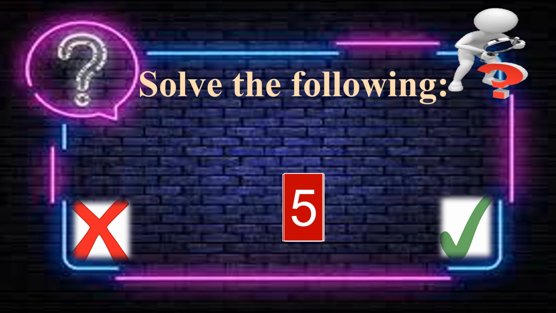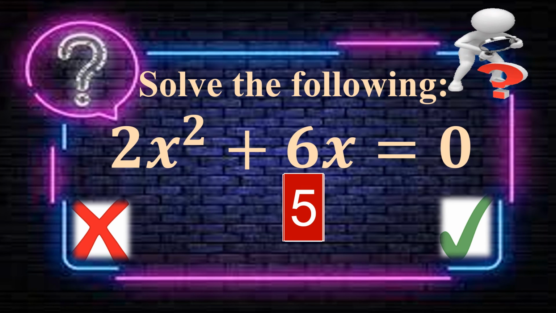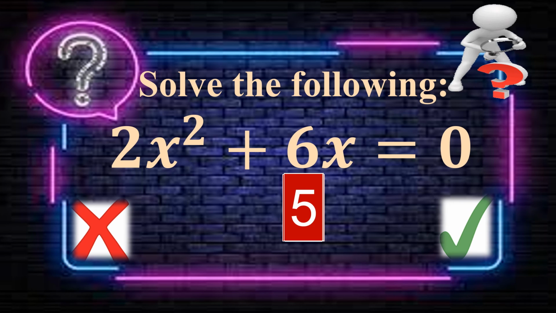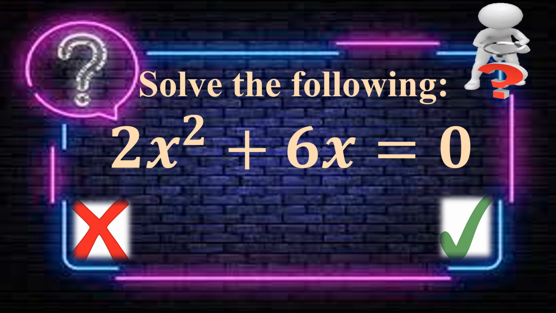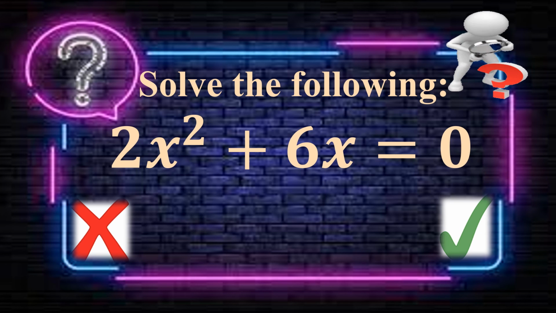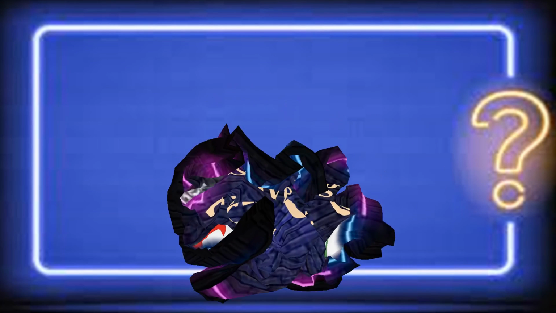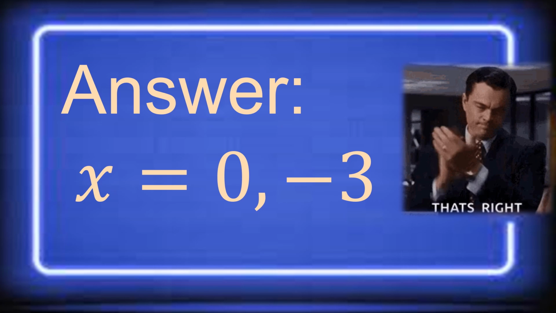Now let us have a short quiz. Solve the following: 2x squared plus 6x is equal to 0. I will give you 5 seconds to answer this one. Timer starts now. Okay, time is up. That's right. The answer is x is equal to 0 and negative 3.